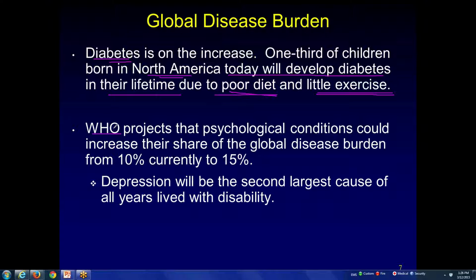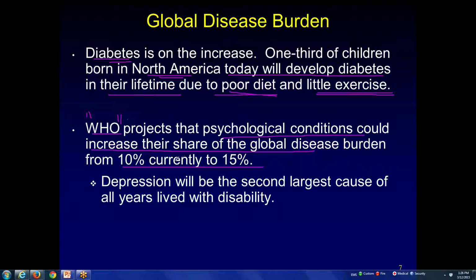The World Health Organization, the WHO, projects that psychological conditions could increase their share up 5%, from 10 to 15%. So as modern life begins to spill into these developing countries, we think depression will go up. Isn't that interesting? The developed countries have more issues with depression.